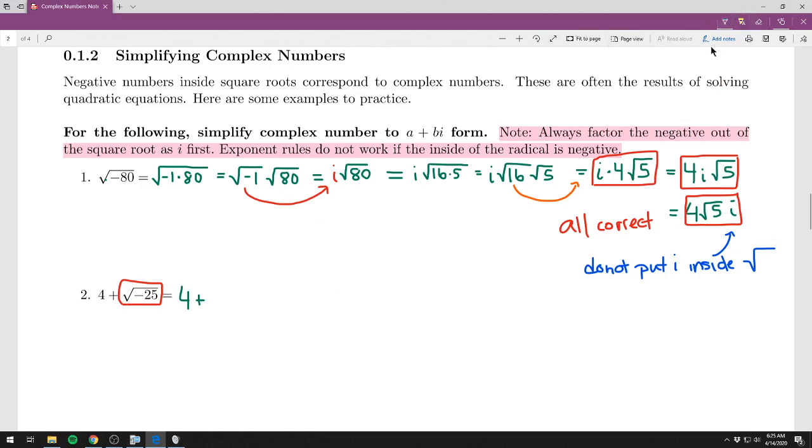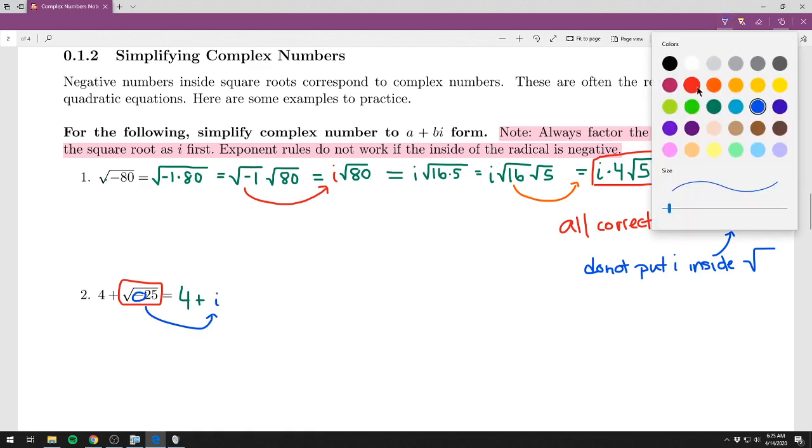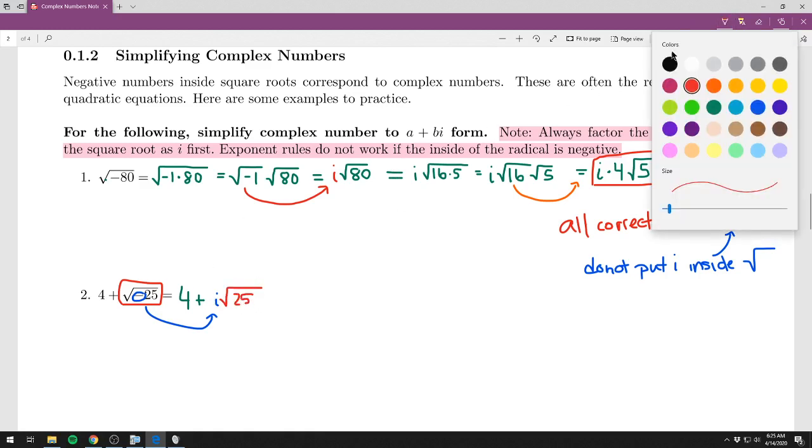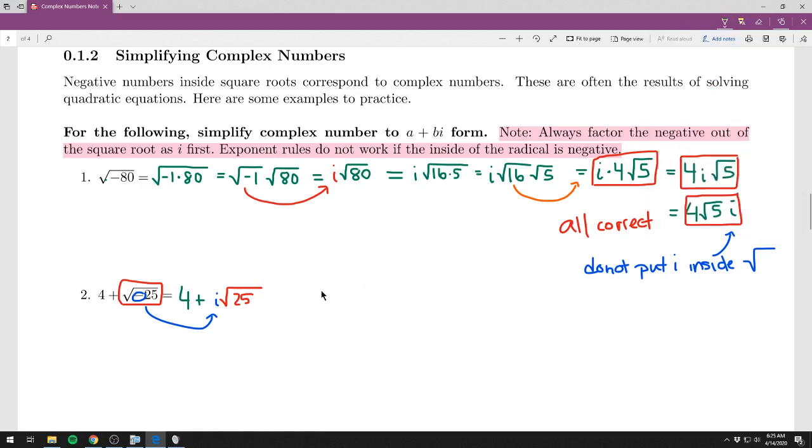The negative sign, if you go through and do the same steps as last time, will come out of the square root as an i. And then we still have the 25 inside the square root. You want to break it down. Don't do too many steps at once. If you're not comfortable, just do one at a time.